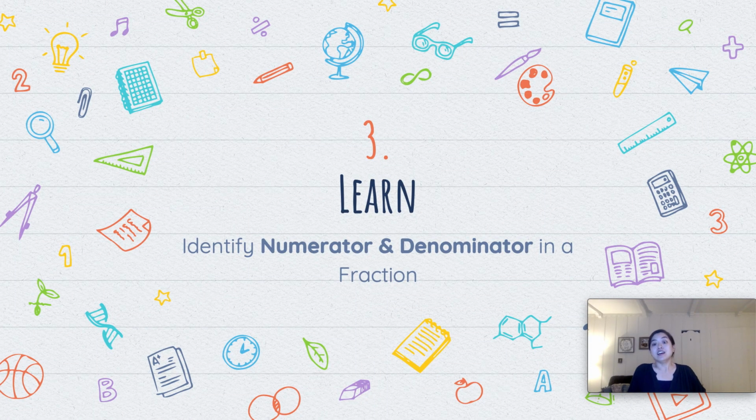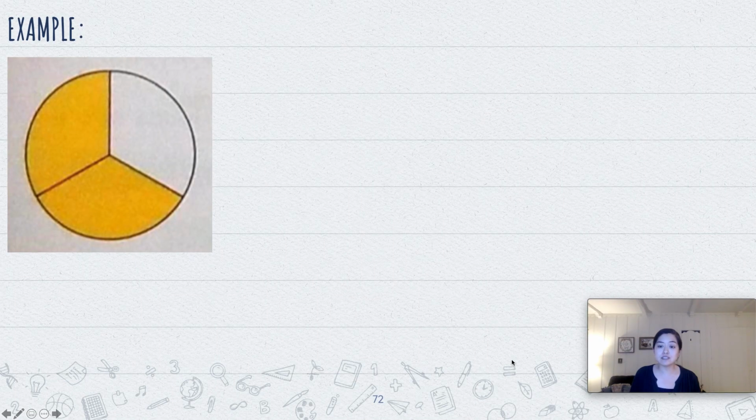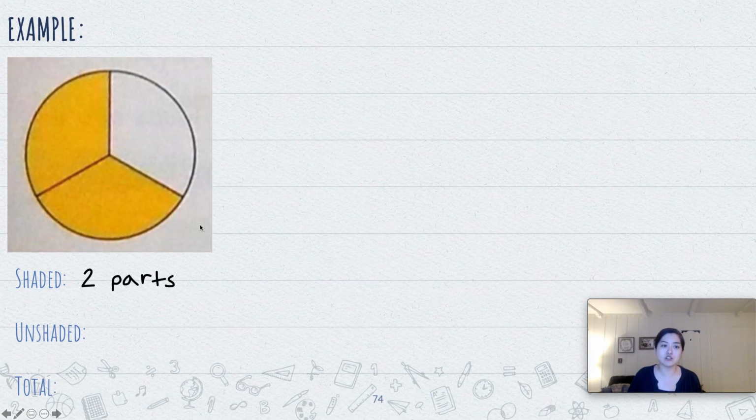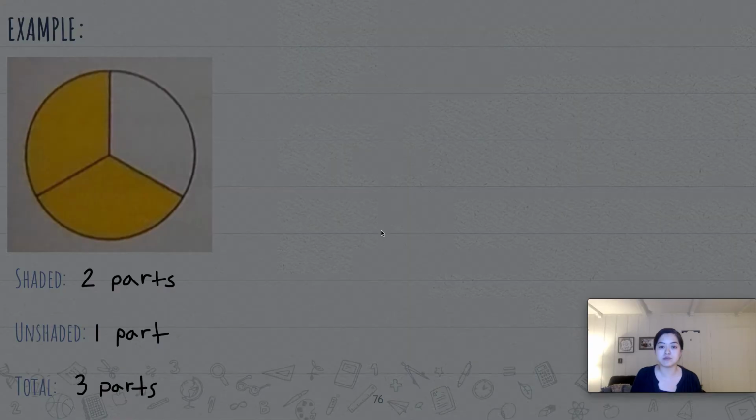All right. Now, let's talk about these words, numerator and denominator. So look at this example. How many parts are shaded? How many parts are unshaded? How many parts are in the total? Well, for the shaded, I see that there's 1, 2 parts. For the unshaded, there's only 1 part here. And for the total, there are 1, 2, 3 parts.